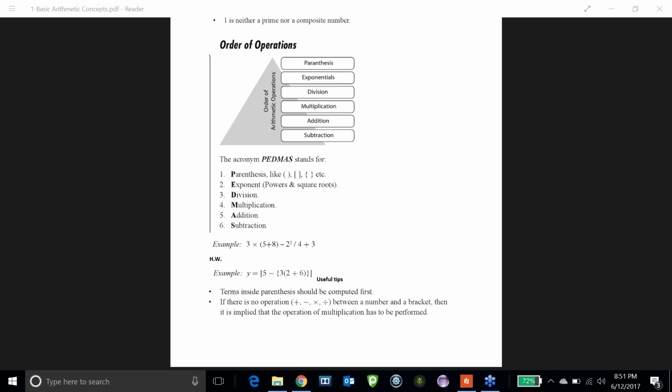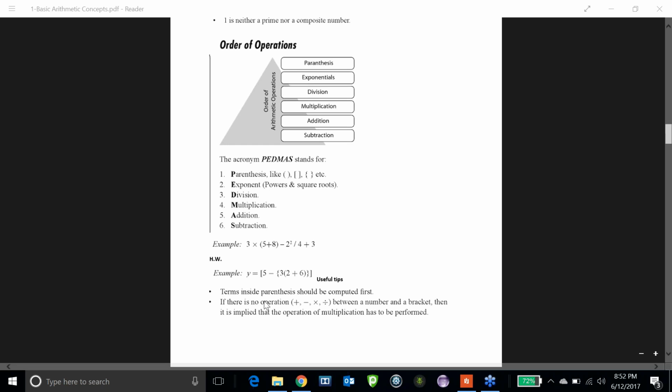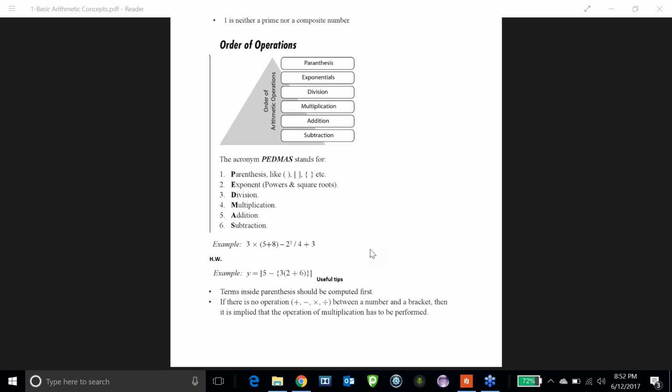Are you guys able to follow this, or do you want me to explain how it's going on? See, if you can see my screen, if there is no operation of addition, subtraction, multiplication or division between a number and a bracket, then it is implied that the operation of multiplication has to be performed first. But here you can see inside the bracket there is already addition. So first we are doing the addition and then this bracket goes off. So it becomes multiplication, right? 3 into 8, then multiplication will be done. 3 into 8 becomes 24 and the 5 remains the same. After multiplication, what is next? Subtraction or addition. Is there any addition over here? No. But there is a subtraction. So next I am performing the subtraction. 5 minus 24 is minus 19.